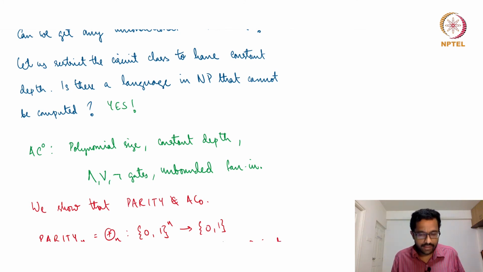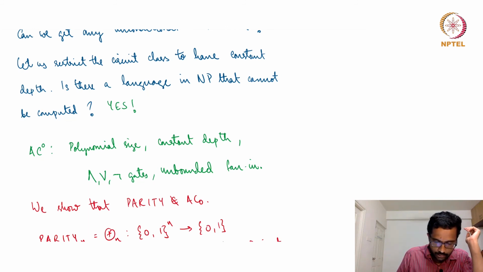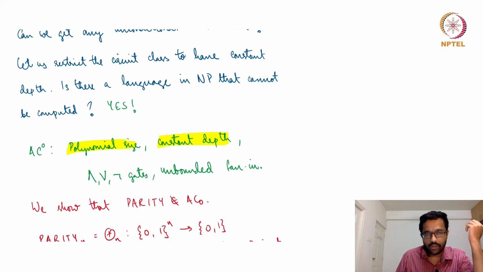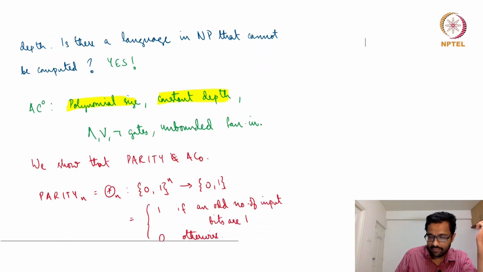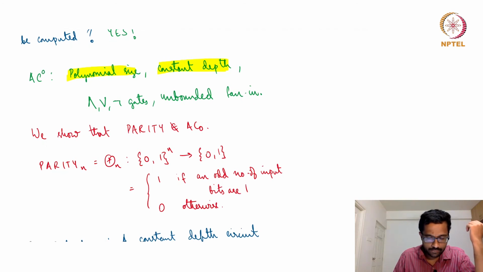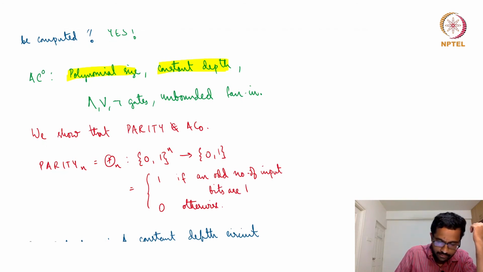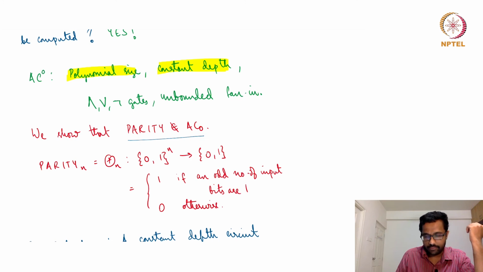And we will show that this language is not in the class of circuits that have polynomial size and constant depth. So AC0 is this class, which, just to remind you, has polynomial size and constant depth, and uses AND, OR and NOT gates of unbounded fan-in. Obviously, AND and OR gates have unbounded fan-in; NOT gates have fan-in 1. And we will see that parity is not in AC0.